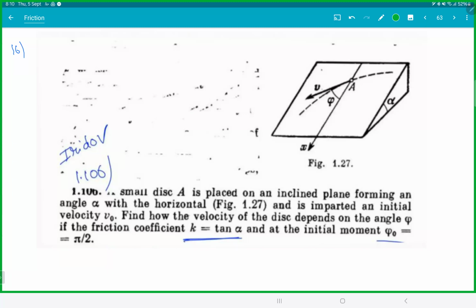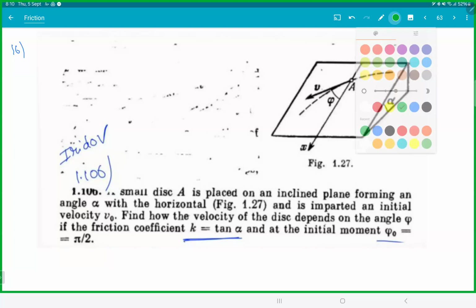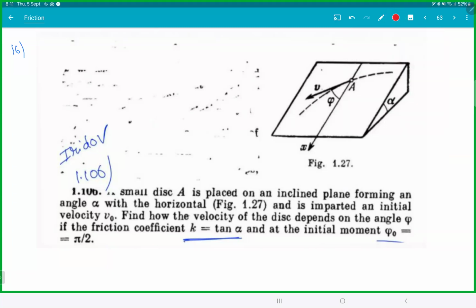This is sliding like this, and on top of it there is friction too. So after going a certain distance, it makes an angle phi. Find the velocity of the coin as a function of angle phi. And since it's an Irodov problem, the symbols are a little weird. This is actually coefficient of friction mu, which he wrote as k. So we can just take it as mu.